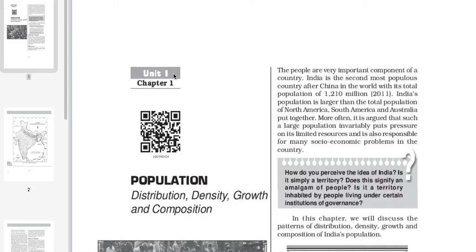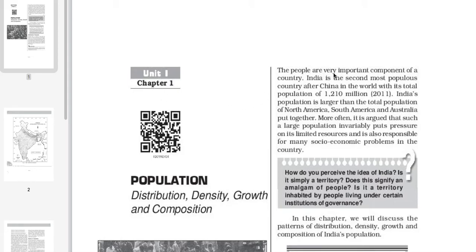In book A, Fundamentals of Human Geography, you already learned about what is population distribution, density of population, growth, and composition. There you came to know about the facts of world population. But in your book B, India, People, and Economy, we'll discuss only our country, only India, its population distribution, its growth, and its composition. So let us start our first chapter.